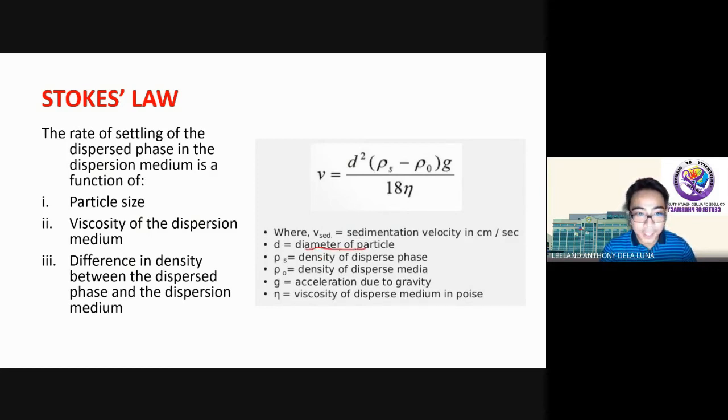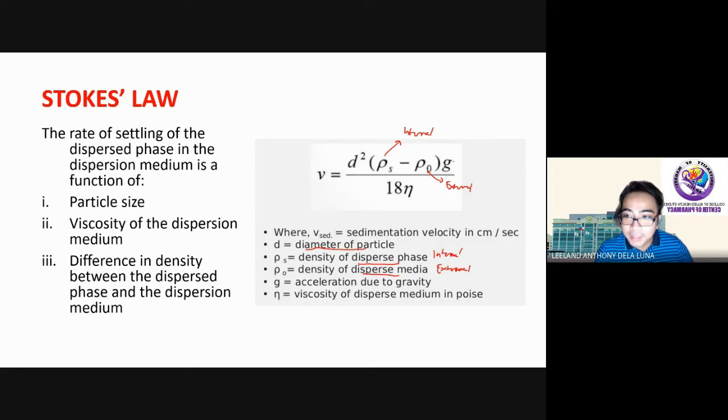Another thing na kailangan natin consider would be the density of the dispersed phase and the dispersion medium, or the internal versus the external phase, for suspensions. And then G here, so ito yung sa internal phase, ito yung sa external.